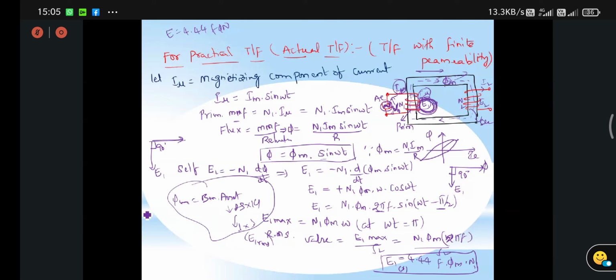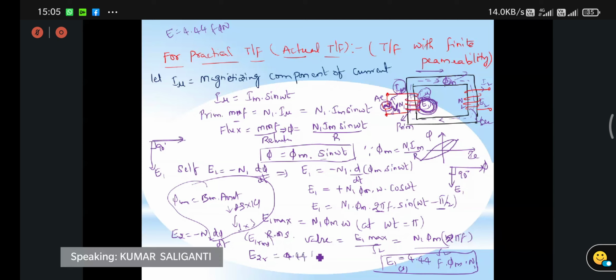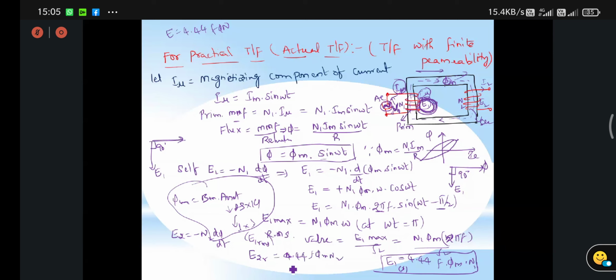Similarly, for the secondary side, the mutually induced EMF, you apply E2 equal to minus N2 d phi by dt. Then you get the same thing, E2 RMS, which is equal to 4.44 f phi m N2, because there will be a vector.